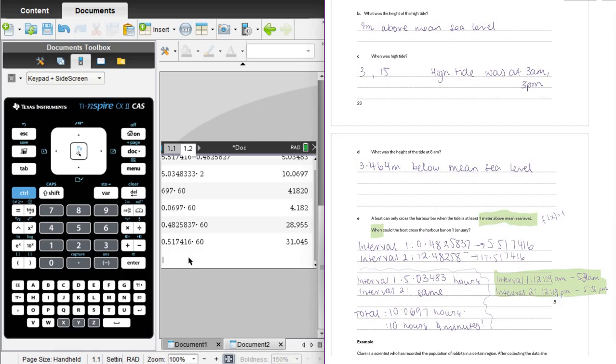Okay, so you get those ugly decimals and you do just have to turn them into minutes because we want the times there. Okay, hopefully that wasn't too confusing, but feel free to give those worded questions a go on your CAS.